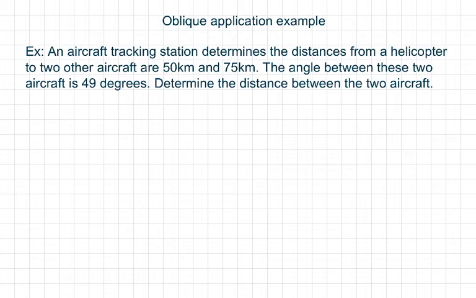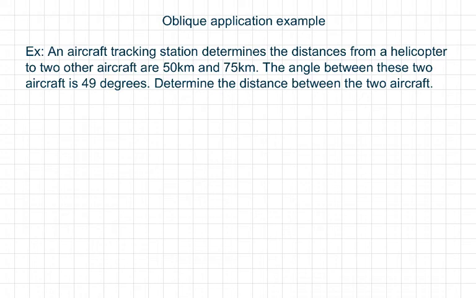Now, the idea behind an oblique application is that you're going to use some form of the law of sines, law of cosines, or 180 rule to solve this. So the idea is no right triangles. I'm not saying that there aren't going to be aspects that are right triangles, but we'll see. So let's do this example, and hopefully you see how I go about it.